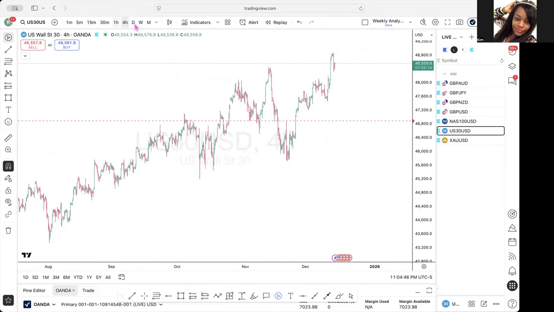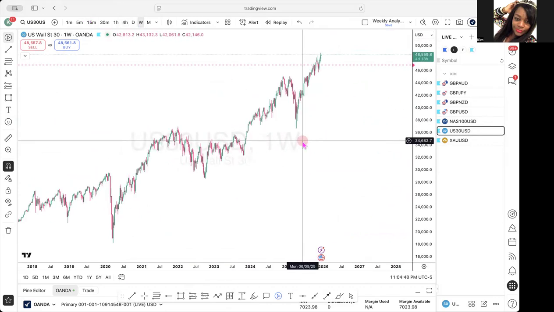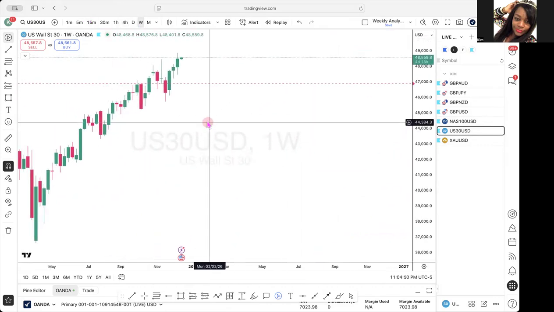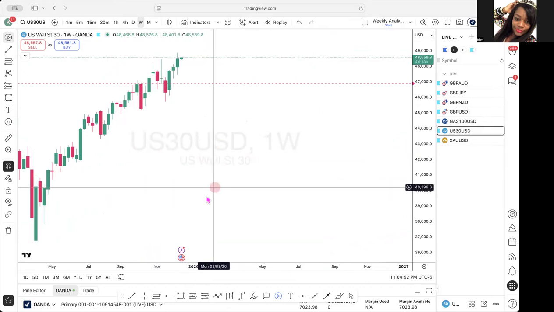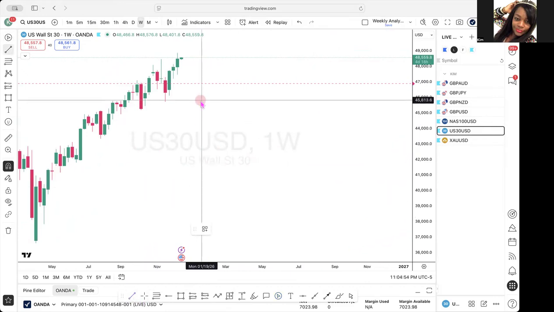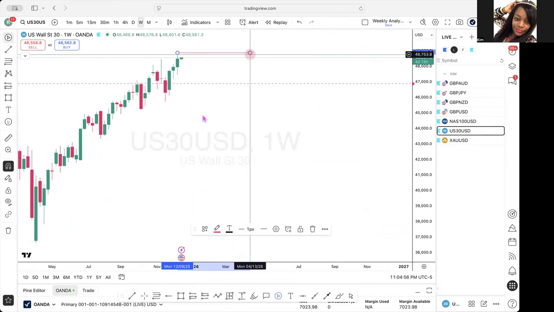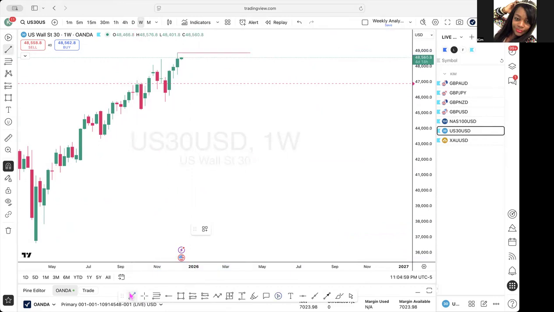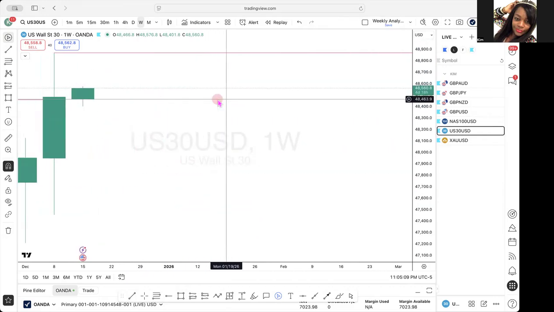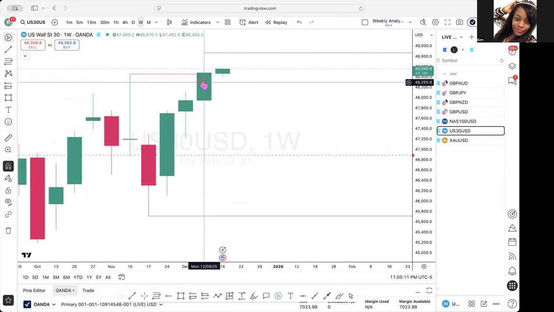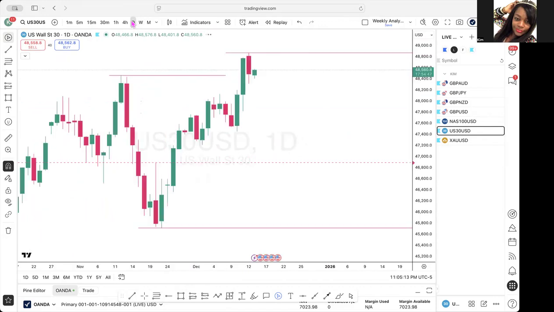US 30. US 30. This is the swing high. This is the swing low. And we had a break of structure. Price closed above this high. All right, let's go to the daily.